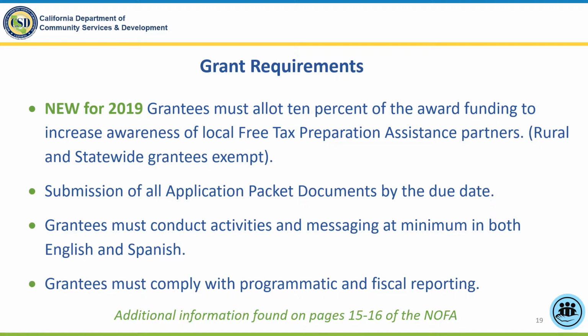And now let's go over what's new for 2019. Grantees must allot 10%, except for rural and statewide grantees, of award funding to increase awareness of local free tax preparation assistance services. If the education and outreach grantee's respective target area does not have a county-level free tax preparation assistance awardee, then the grantee must allot 10% of the award funding to coordinate with other local free tax preparation assistance sites or with the statewide free tax preparation assistance grantee.